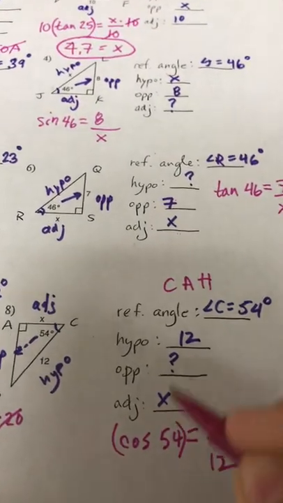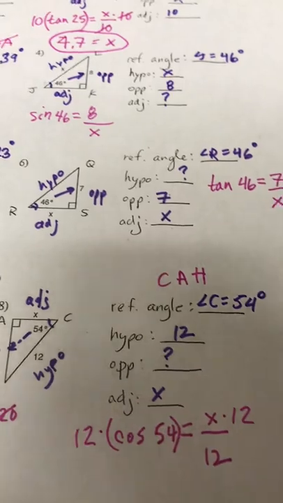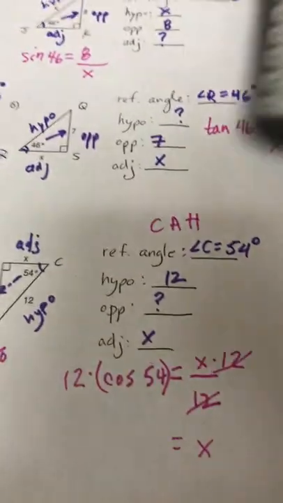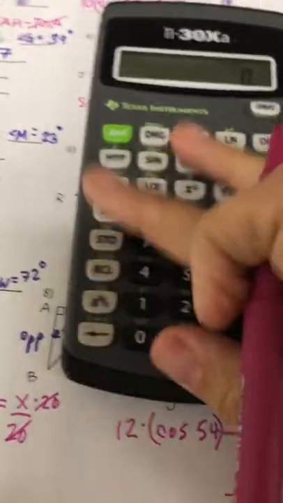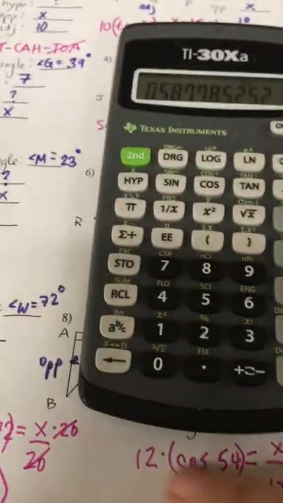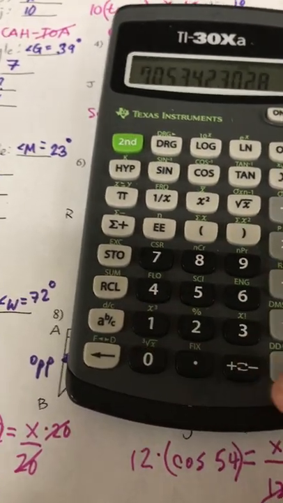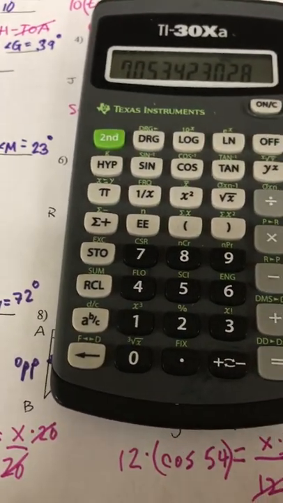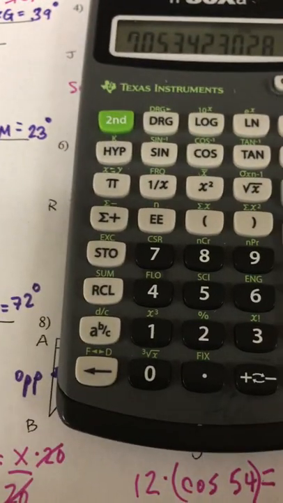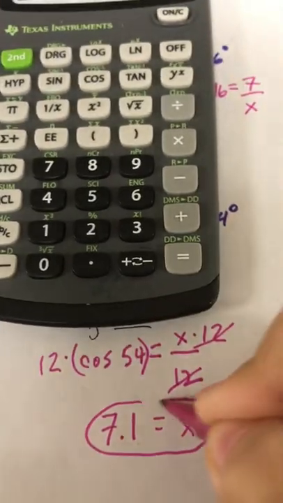Multiply both sides by 12, right? Cancel, cancels, so x is equal to 12 times the cosine of 54. So 54 cosine, that's the cosine of 54, and then we need to multiply that by 12. 7.1. The 5 would make the 0 1 bigger, so 7.1. Okay. Now let's get these hard ones.